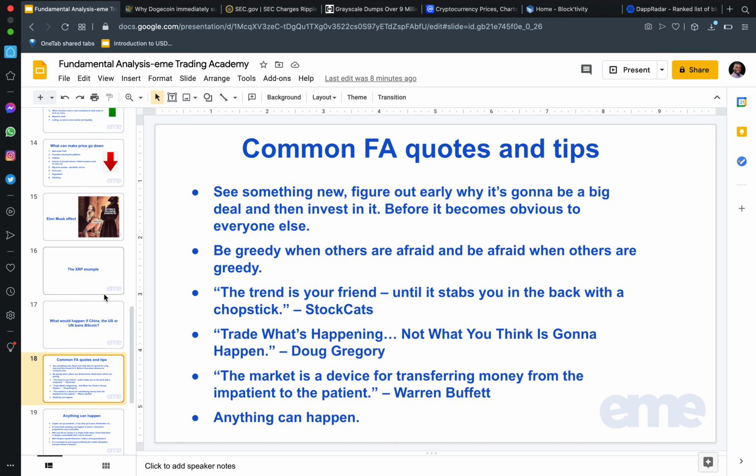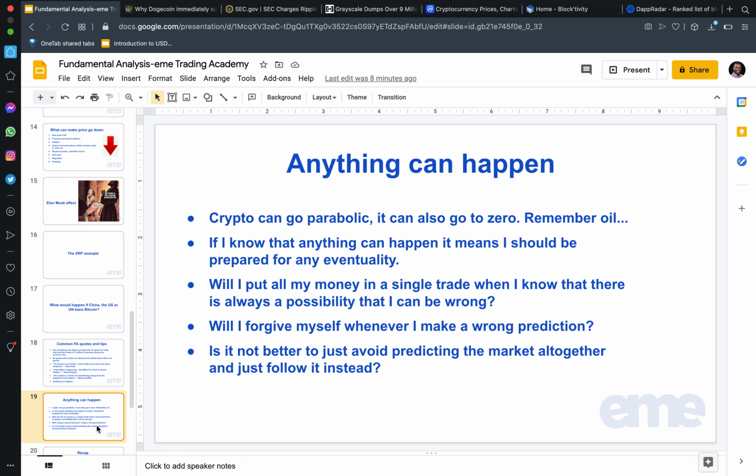And then finally, the final quote for today: anything can happen. All right. This is one thing that you need to have. You need to understand it. You need to meditate on this. All right. And you need to internalize it. It needs to become part of you. You need to understand that anything can happen. And when you understand that anything can happen, you tend to manage your risk.